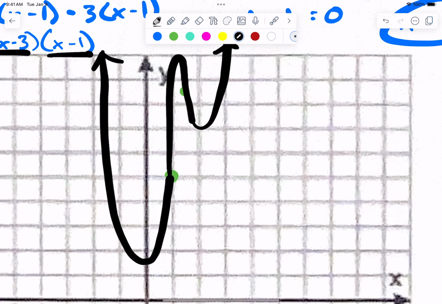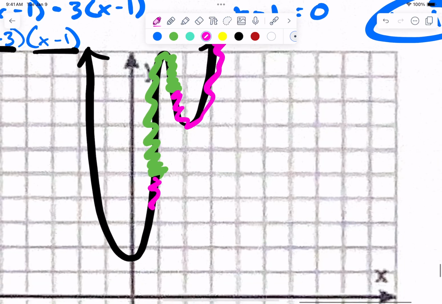From here until here, he's concave down. And then from here and beyond, he's concave up. You see that? Something of that nature, and that might not be exactly what it is, but something like that.